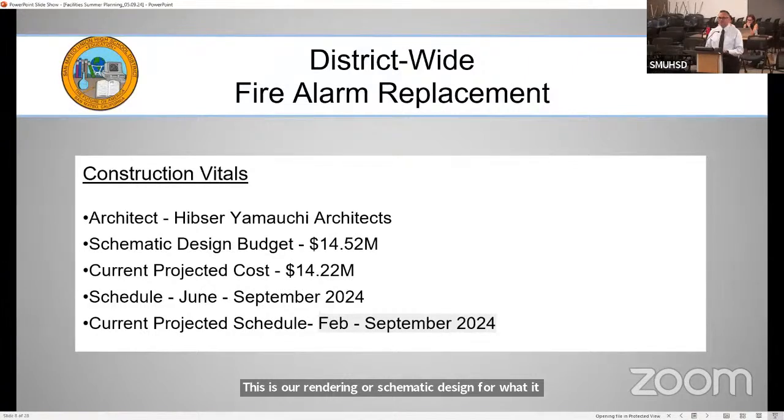We also have our district-wide fire alarm replacement. Our construction vitals here: architects HYA, and our schematic design budget is 14.52 million. Our current projected cost is 14.22. Our schedule is from June through September of 2024, and our projected schedule is February to September 2024.